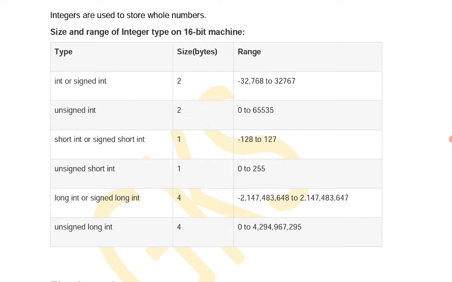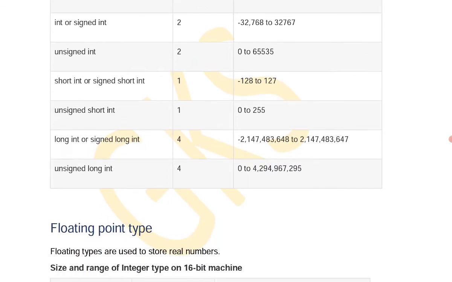data range is minus 2147483648 to plus 2147483647. And unsigned long int also occupies 4 bytes of data, and the range is 0 to 4294967295.